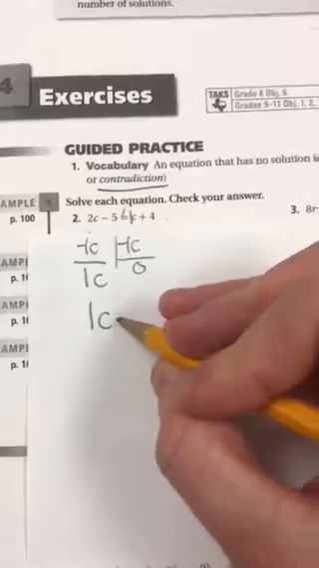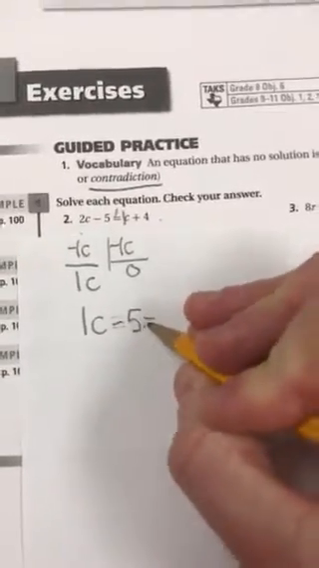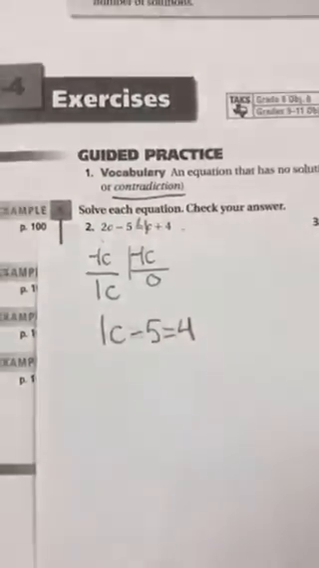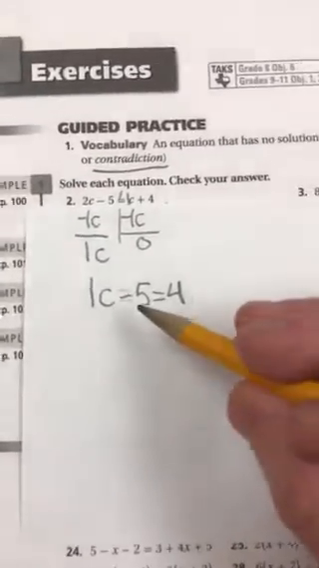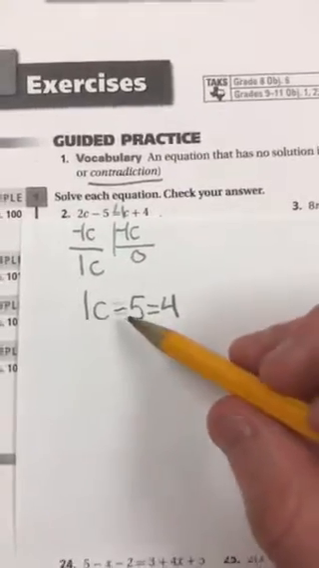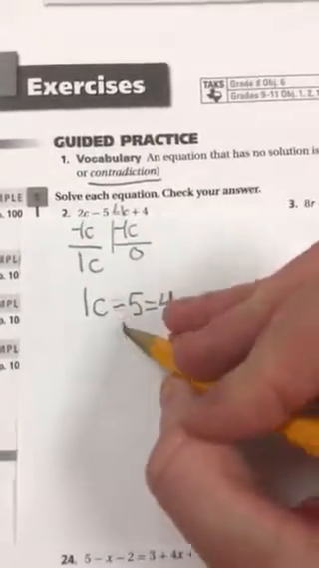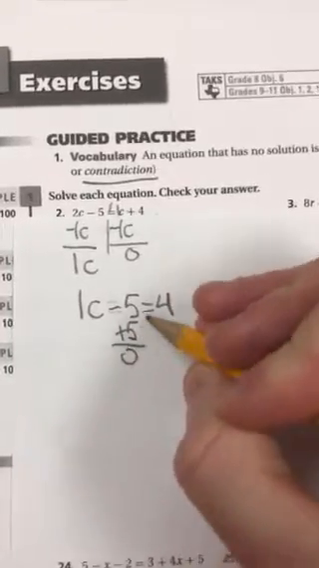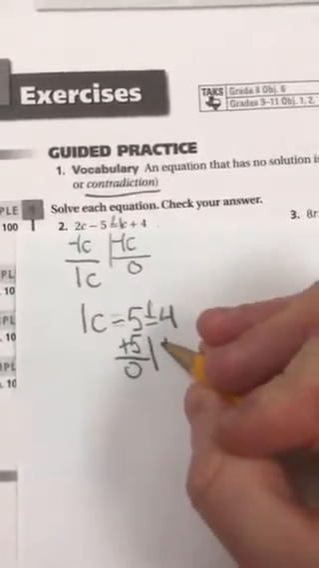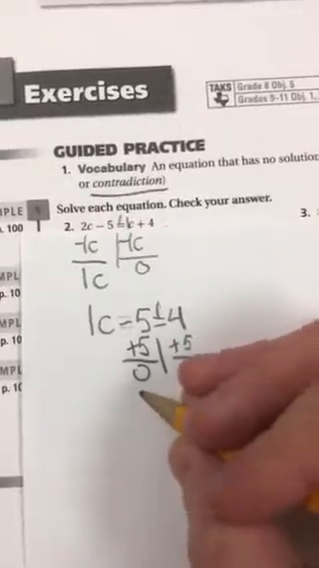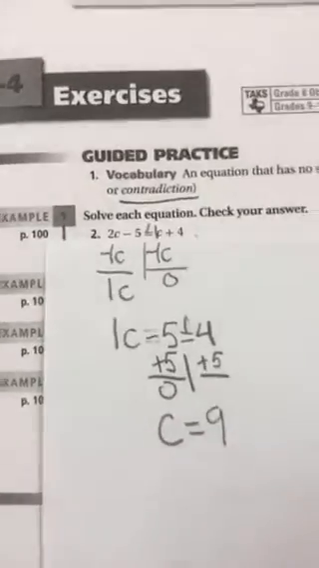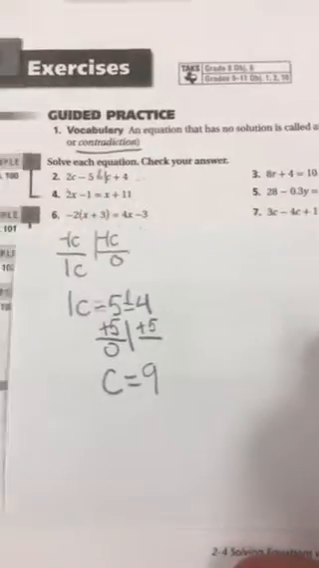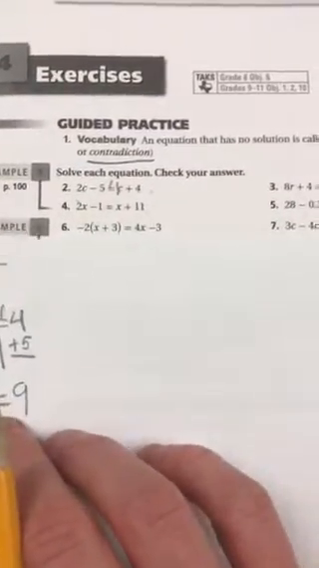Alright, 1c minus 5 equals 4. Remember, we're just dropping down everything from up there. There's one last step we have to do: just get this c by itself. So we do the opposite or inverse operation of subtracting 5, just adding 5. What we do to one side, we do to the other. So c equals 4 plus 5, which is 9. Easy peasy, just like that. Alright, so let's try number 6 right now.